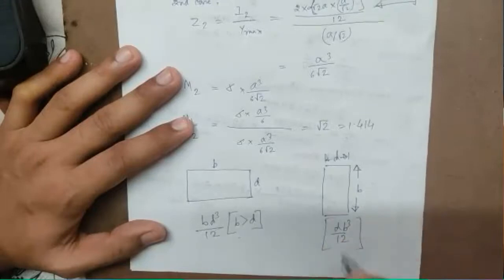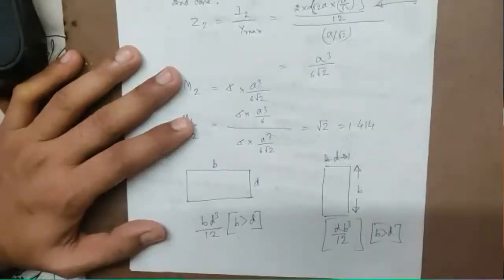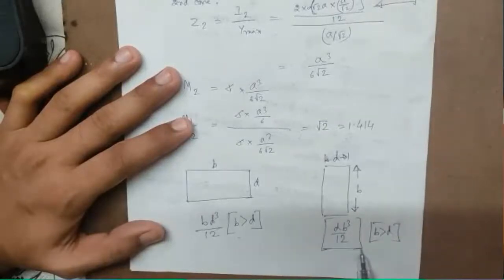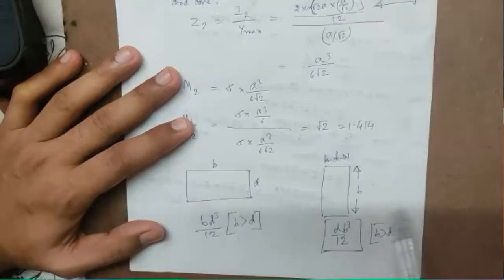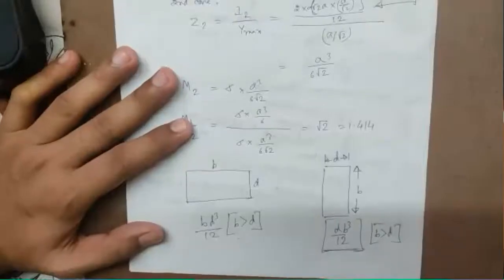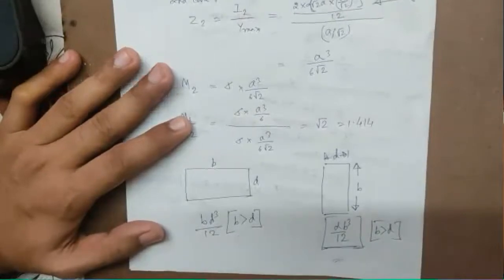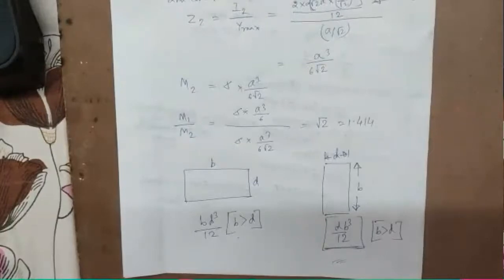Okay, here also B greater than D, same bar, same case. So you can find that in this case, when the bigger dimension is taken as depth, then this moment of inertia becomes higher and the load bearing capacity is higher. So whatever beam we use, the shape is such that the depth is greater.